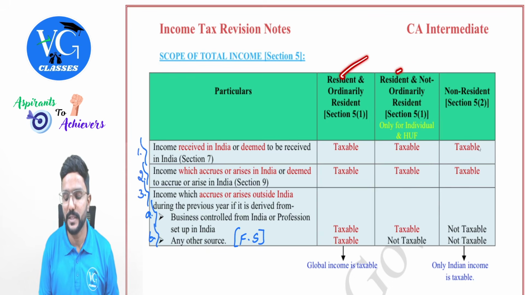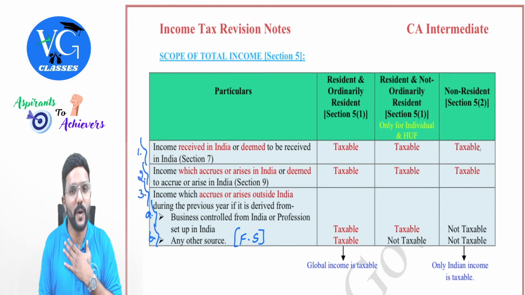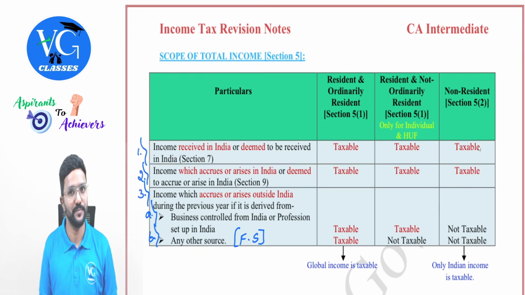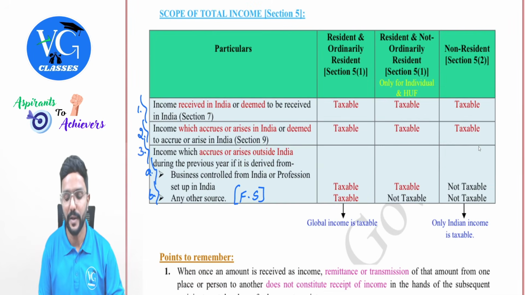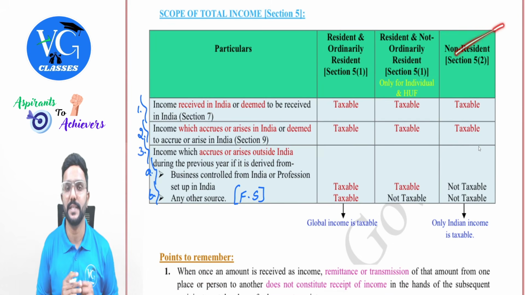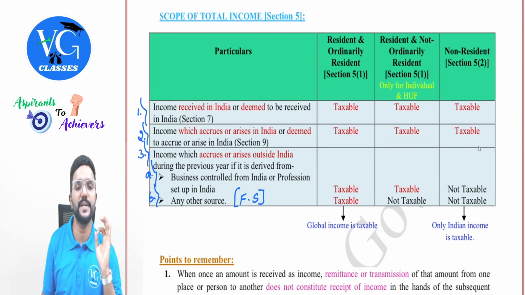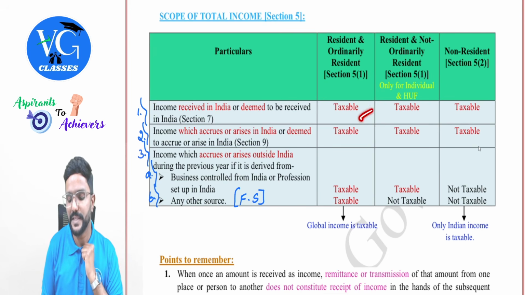So totally there are three possibilities, but all three simultaneously cannot happen, guys. Any one. A person can be either ordinary resident or not ordinary resident or non-resident in India during the previous year. But the middle one, that is not ordinary resident, is relevant only for individuals and HUF. Whereas for other categories of person, as we learned here, they can either be ordinary resident or non-resident. Is that clear? Yes. With that, we will get into section 5, guys. So we have just divided this into 3 points here. If income is received in India or deemed to be received in India, it is always taxable, guys.